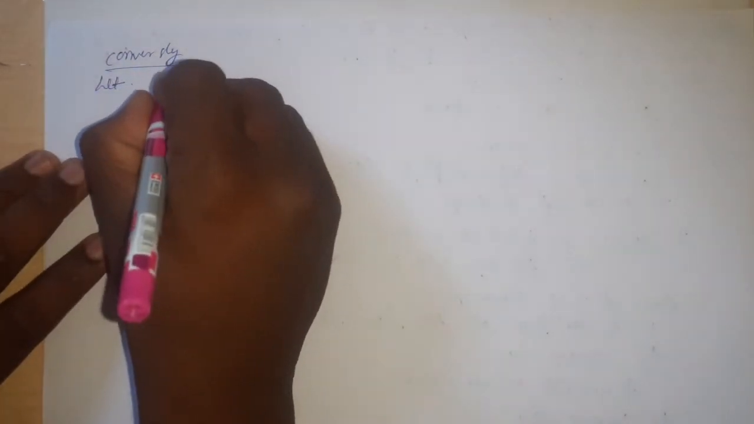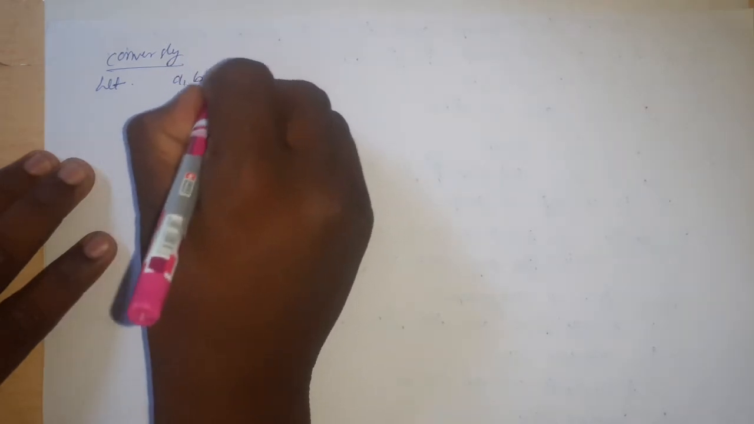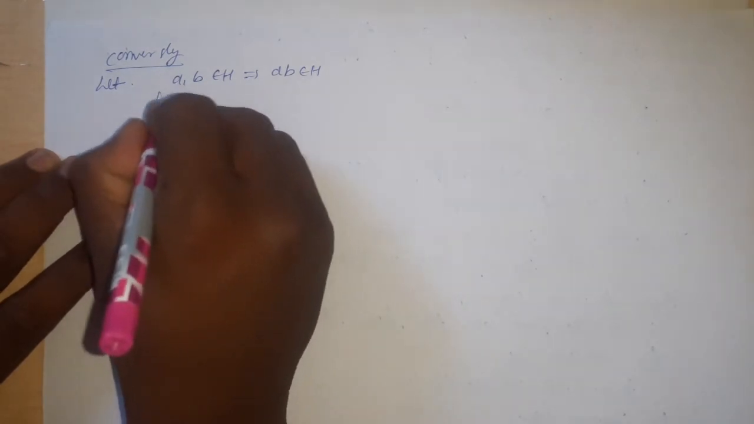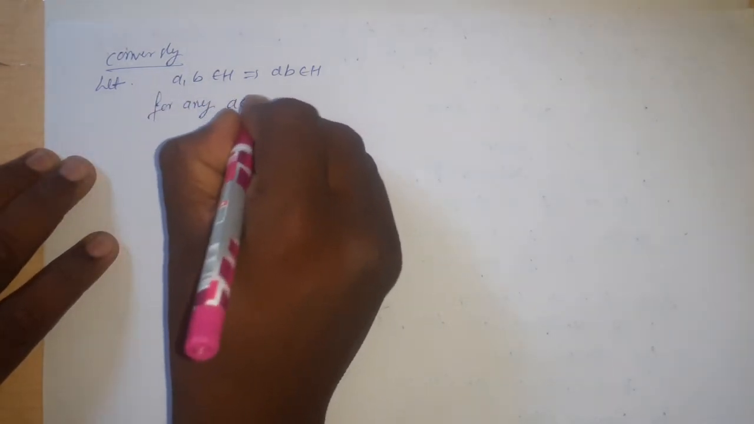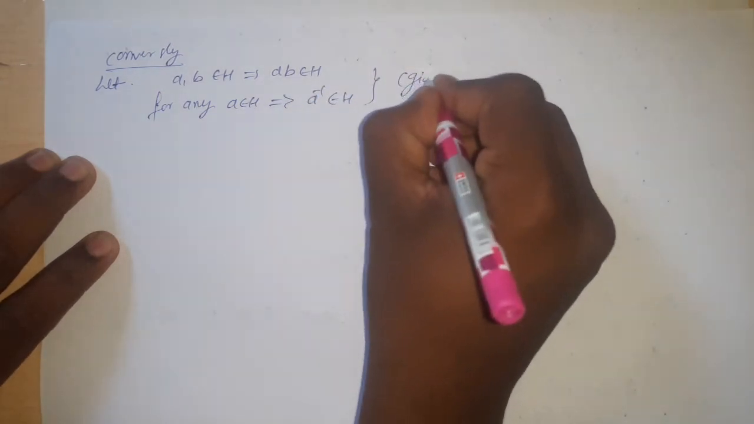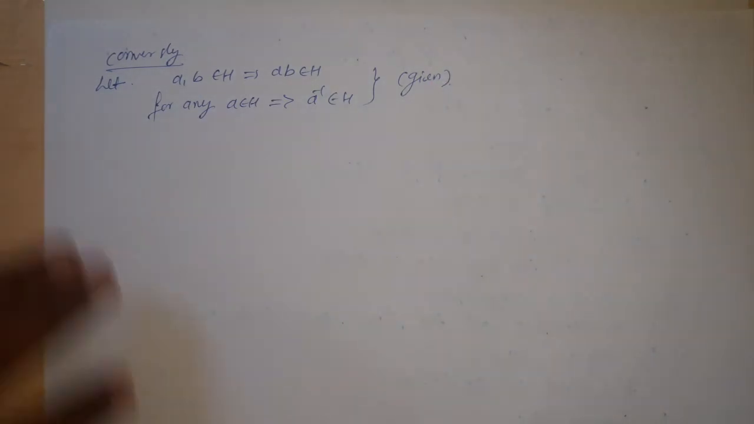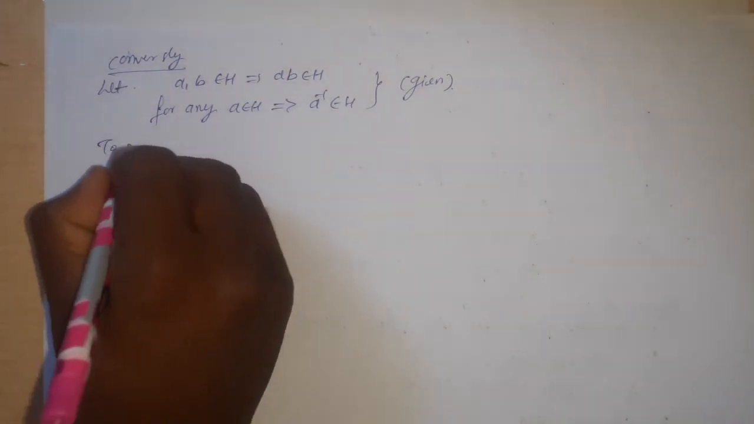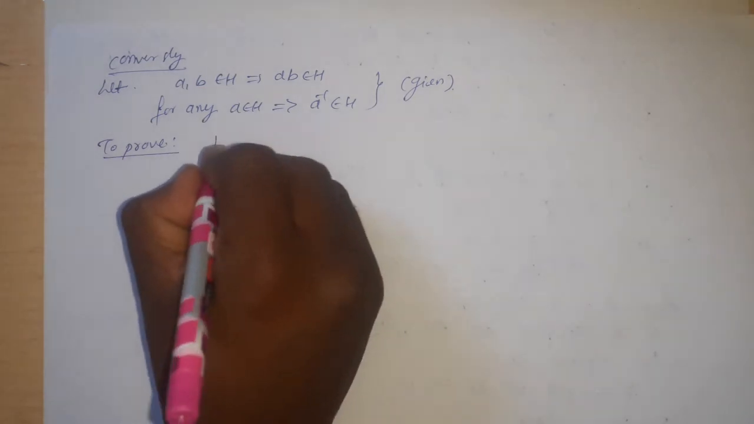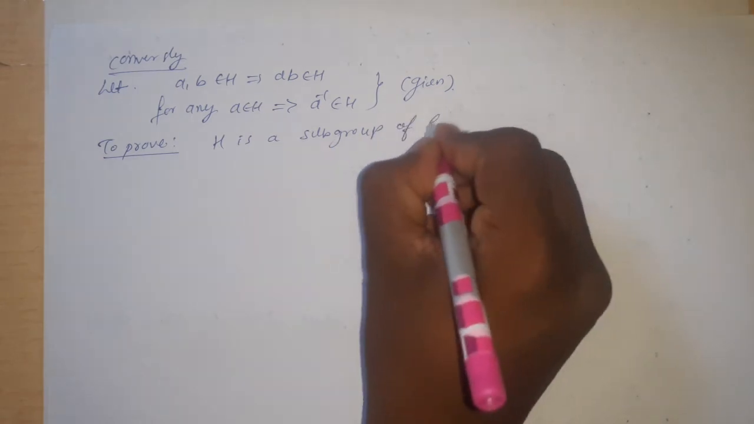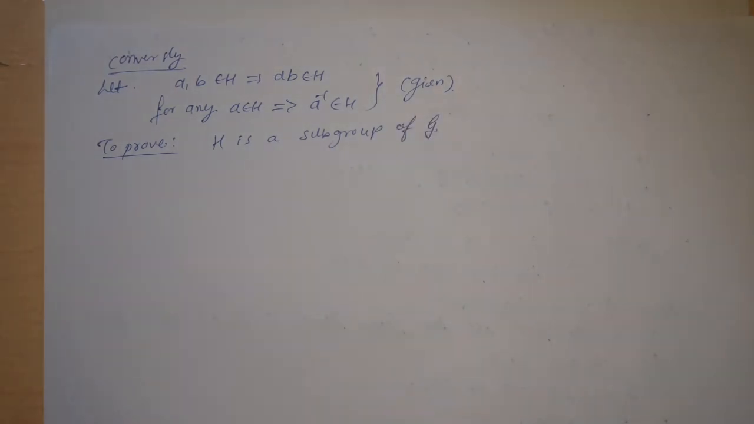Conversely, let A, B belong to H imply AB belongs to H, and for any A belongs to H, it implies A inverse belongs to H. So these two conditions are given. Let us consider these 2 points as the given data. And here we need to prove that H is a subgroup of G.